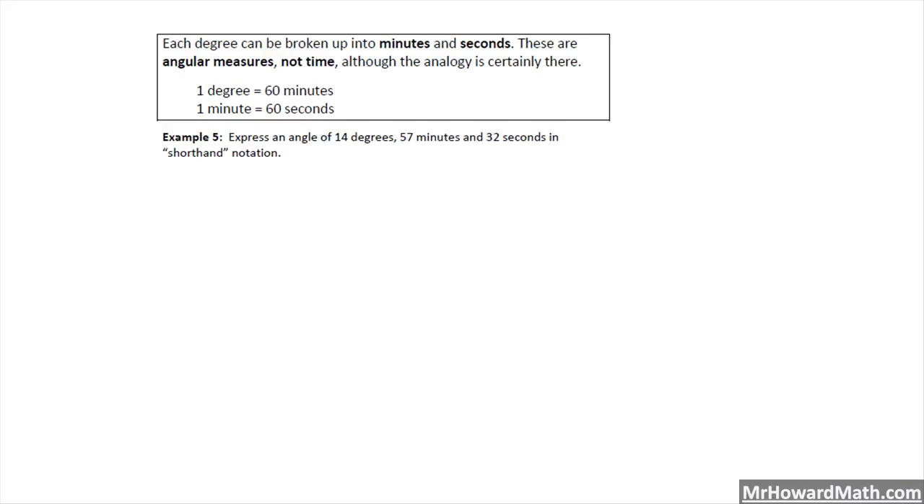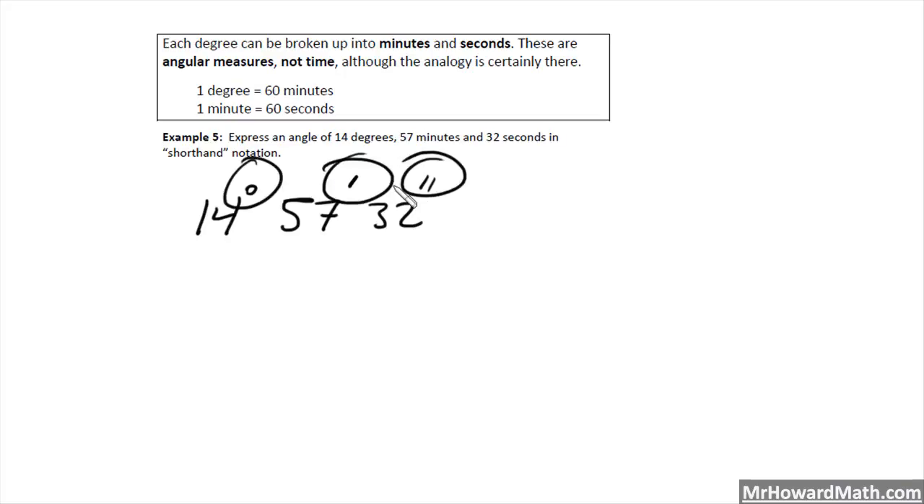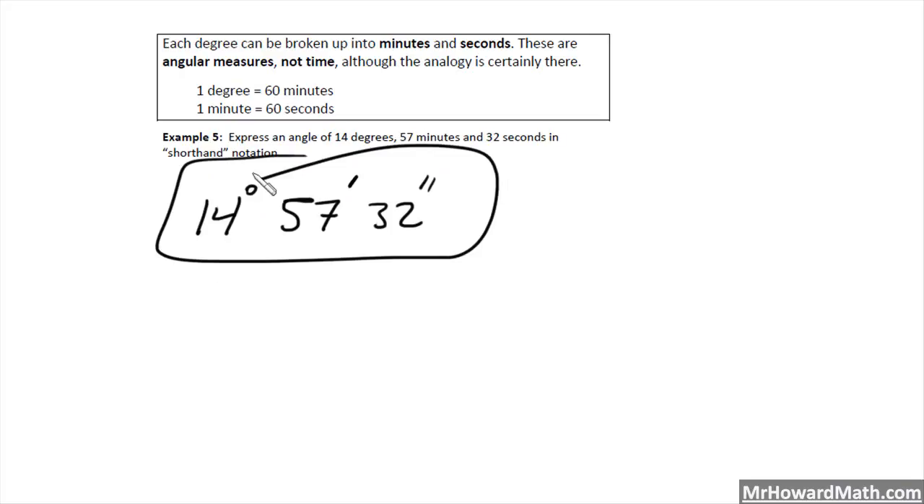So example 5 says, express an angle of 14 degrees, 57 minutes, and 32 seconds in shorthand notation. Okay, so degrees symbol is a little circle like that, and 57 minutes is 1 tick mark right there, and 32 seconds is 2 tick marks like that. So that's the shorthand notation. This is degrees, this is minutes, this is the seconds notation there. So 14 degrees, 57 minutes, 32 seconds. So if you see that on your paper, that's what it's referring to. All right, let's look at example 6.